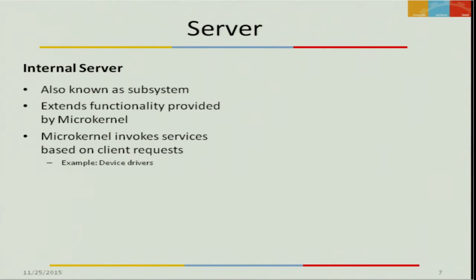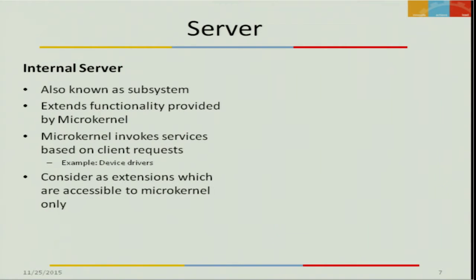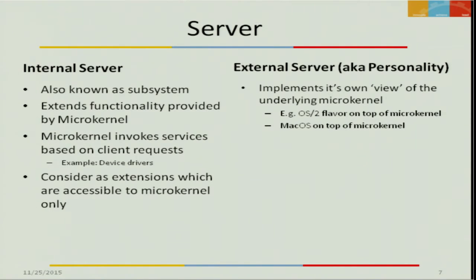What does the client do? The client basically is an application, the end user application. It is associated with exactly one external server. It is not associated with multiple external servers. So if the external server is Mac OS, then the client would be an application written for Mac OS. That obviously means that the client really does not interact with the kernel directly. It interacts only through the adapter. It accesses the services provided by the external server through the adapter.